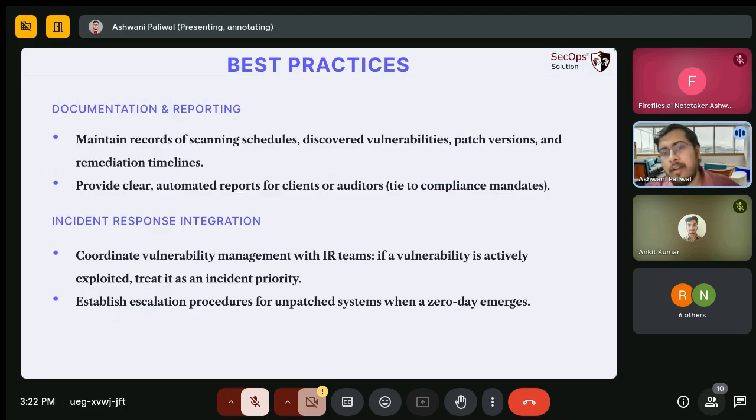And then incident response integration. Now this is a phase that nobody enjoys, but it can happen to any company where you may get breached, or where somehow the malicious guy has entered into your environment. In that case, you need to have a proper process in place and an incident response policy in place, where you can coordinate vulnerability management with IR teams, and then establish a process, not only to fix the issue, but also to let your customers know that something like this has happened.